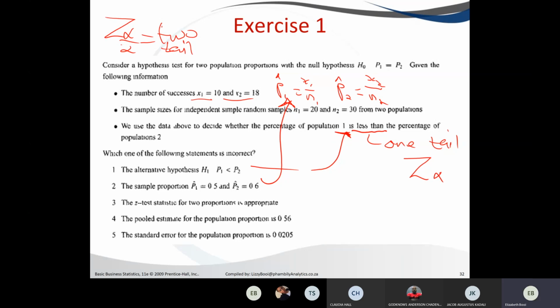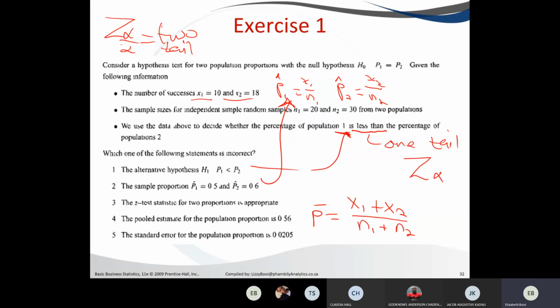And number 4 is asking, the pooled estimate for the population proportion is that. Remember the pooled estimate, which is the P dash at the top, which is your X1 plus your X2 divided by N1 plus N2. You need to calculate that in order for you to say that is incorrect or that is correct. And that's how you answer that question. And then the last part asks you to find if the standard error is incorrect.